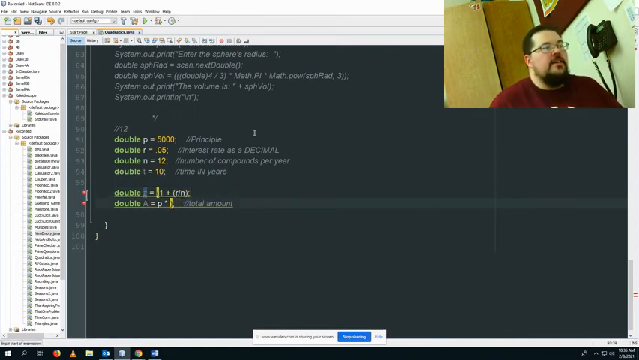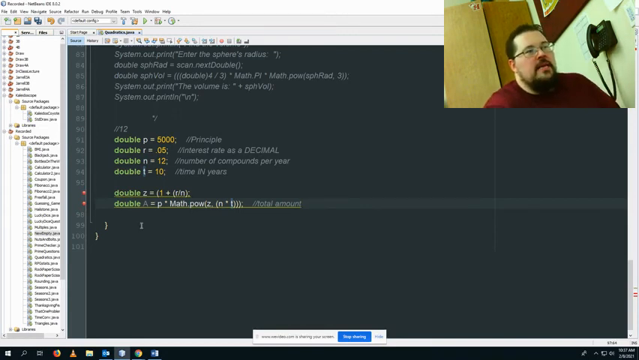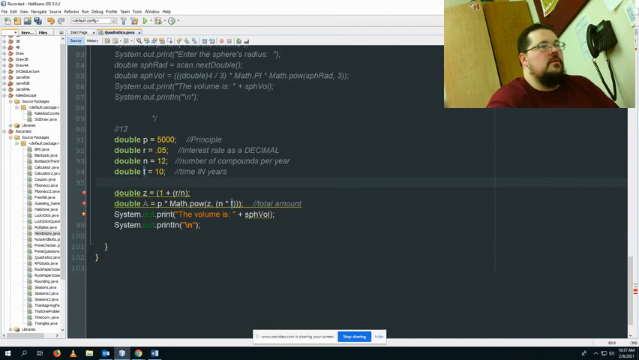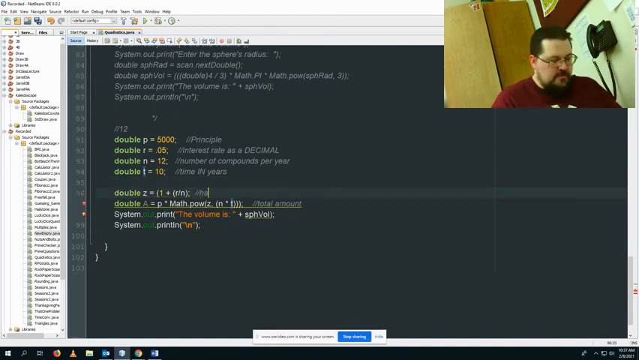Okay, so what I've actually got is Math.pow, Z is my base, and then my upper value is N times T. Okay, those get multiplied, then I tack on P at the very end. So I'll get my print statements. And this is just a half step to save how complicated it was getting. So the total amount is A.